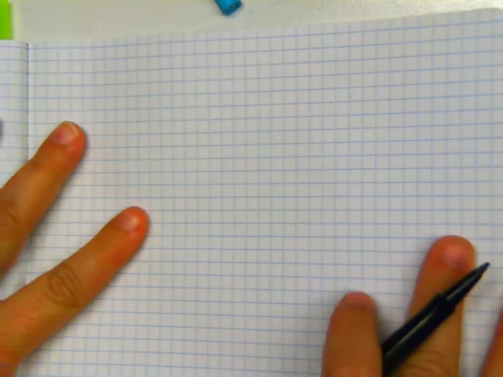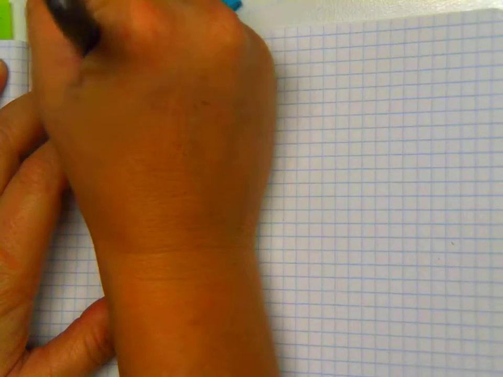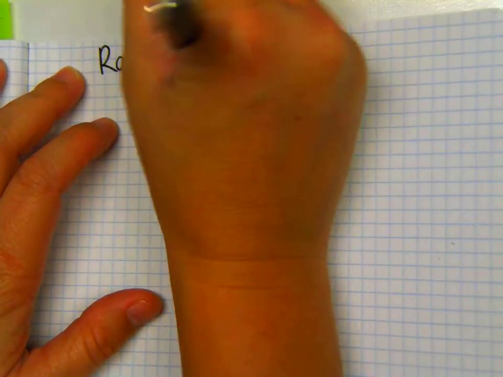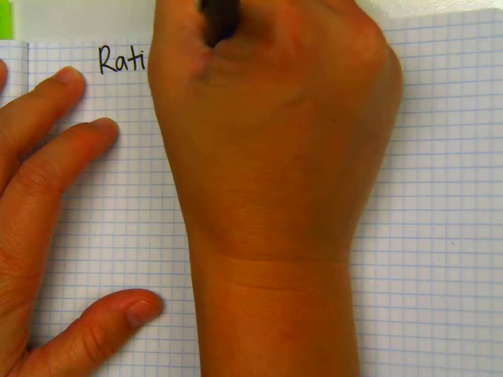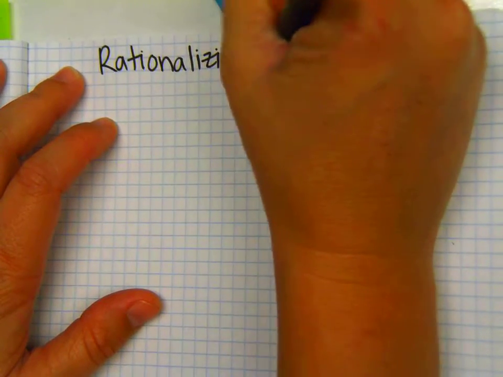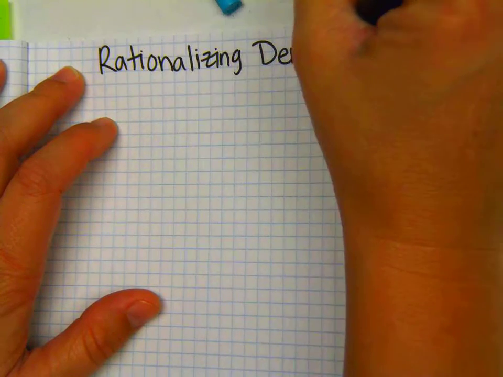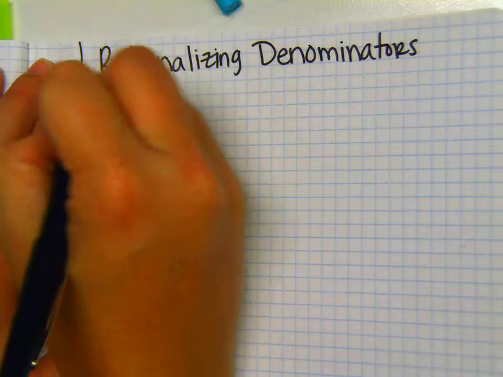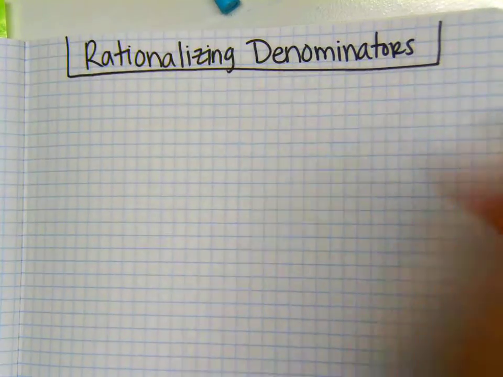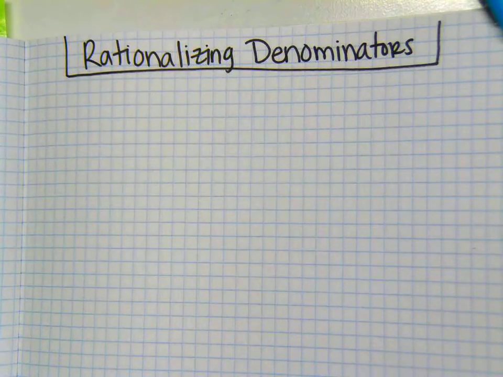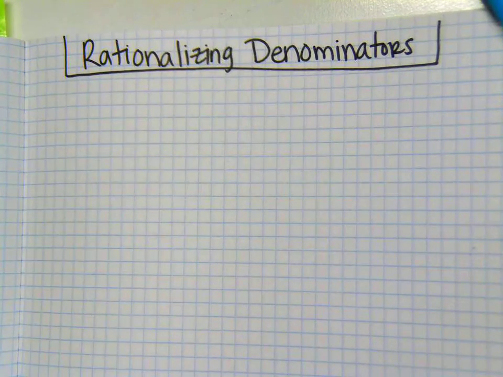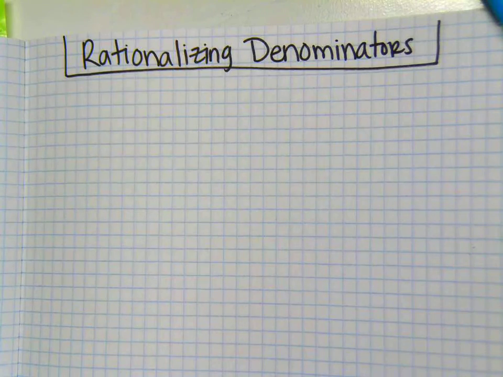Welcome back. Tonight's notes are going to be on rationalizing denominators. And your teacher gave you some notes today in class. So that would have been on pages 42 and 43. So this is going to be page 44.